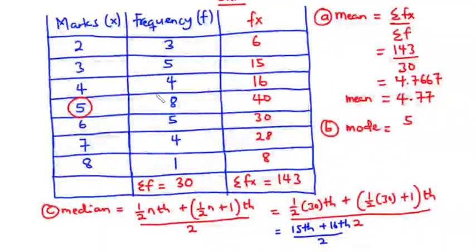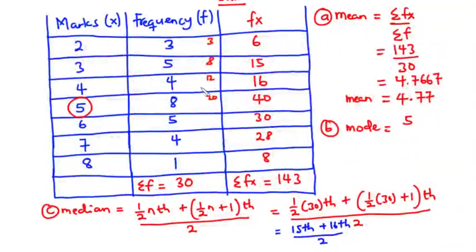Now let's come back to the distribution table. Now 2 repeats itself 3 times. So we have 3. Now 3 plus 5 is 8. 8 plus 4 is 12. And then 12 plus 8 is 20. So we can stop here. Now we are looking for the 15th value and the 16th value.